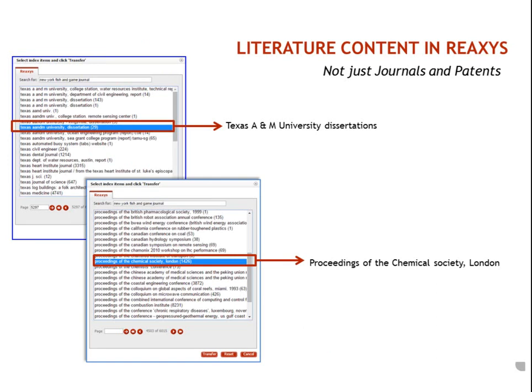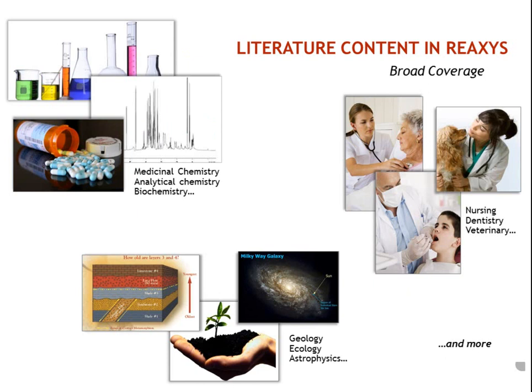The over 16,000 periodicals we use cover a broad range of scientific information, covering not only things with the word chemistry, like medicinal chemistry, analytical chemistry, and biochemistry, but also medical topics, research in dentistry, nursing, veterinary science, and other things like geology, ecology, and astrophysics.